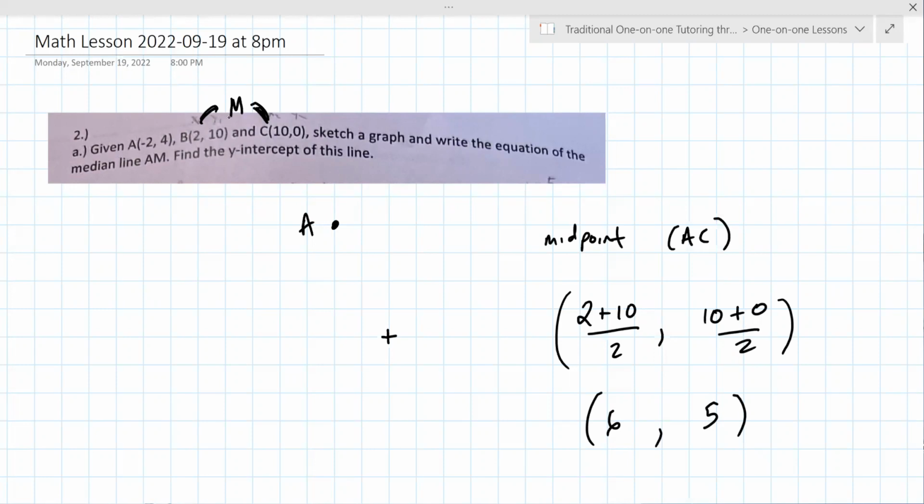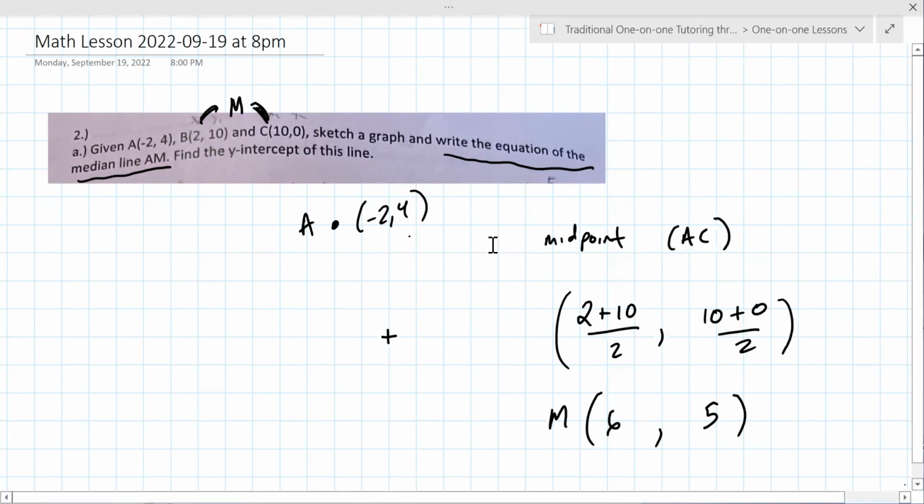No, that's the midpoint. So now we need to find an equation, the equation of the median line. To do that, we know that it goes through A and this midpoint. A is minus 2 comma 4. The midpoint is 6 comma 5. So even though you're in geometry, it's now just an algebra question. Just find the equation of the line through these 2 points.